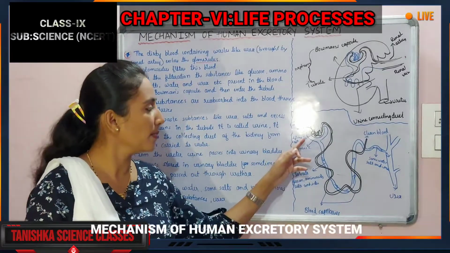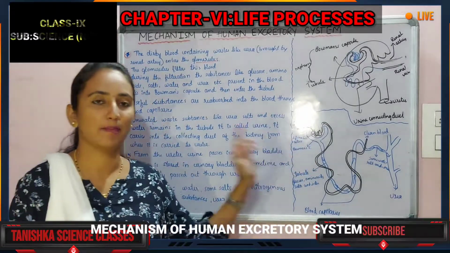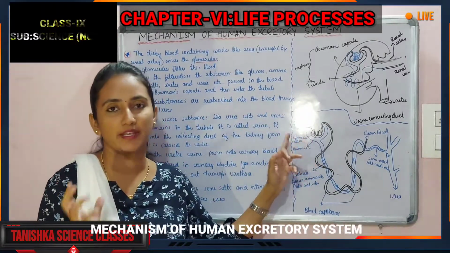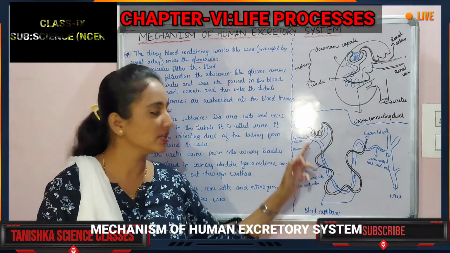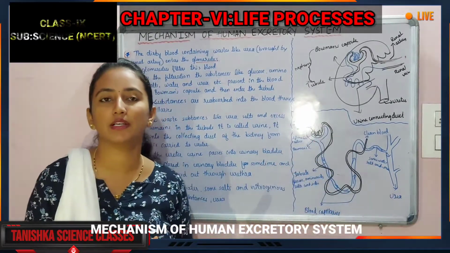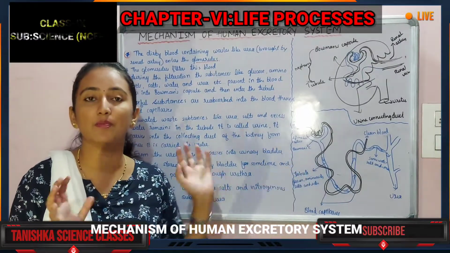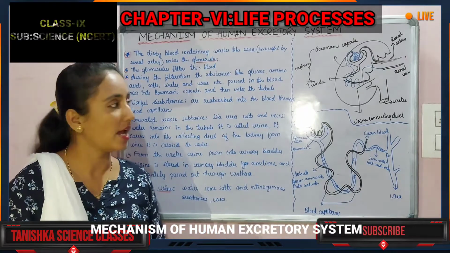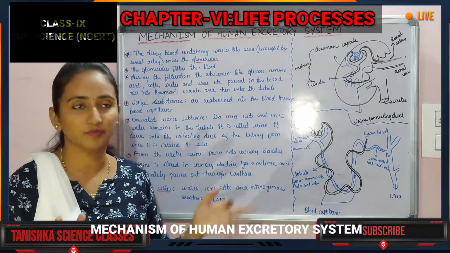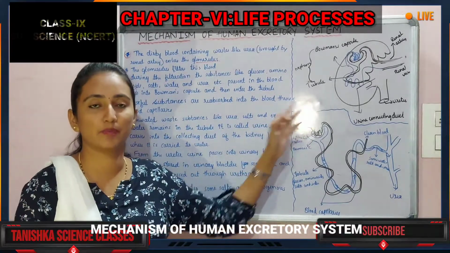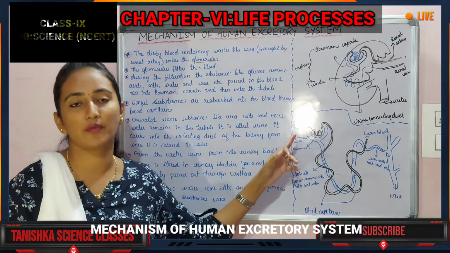So it contains Bowman's capsule. Its upper end is called the Bowman's capsule. And then next is the tubule. Each and every part helps to filter the blood. In this place only, blood will be purified. So I hope you all understood the various parts that take part in the process of the excretory system. Mainly the nephron is the excretory unit we can say here.